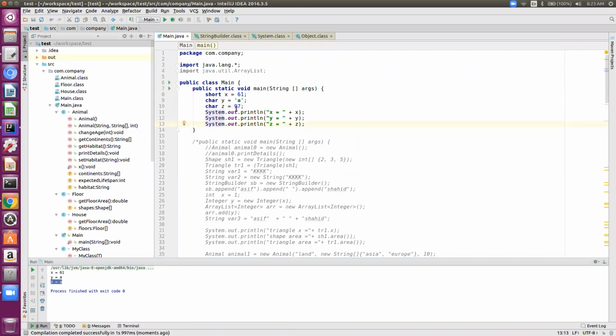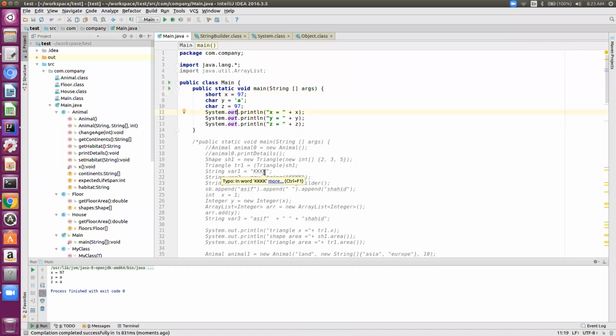So I can treat char and short, they are identical in nature. I will change this also to 97 to show you that X short will print the number while X will print the visual representation. Z and Y are same.